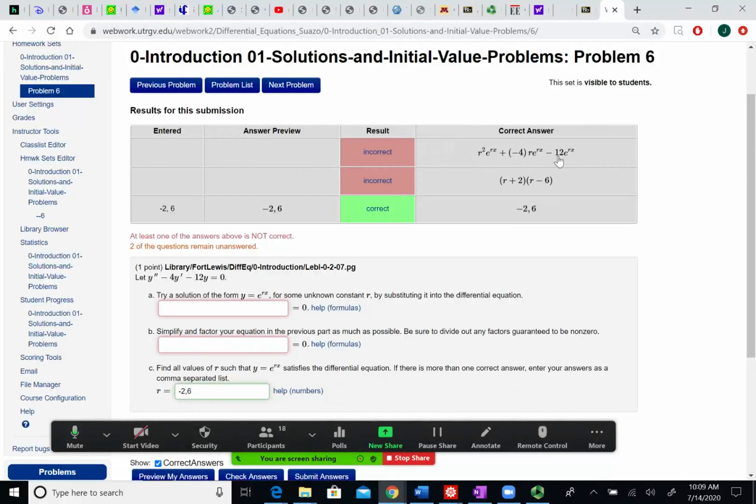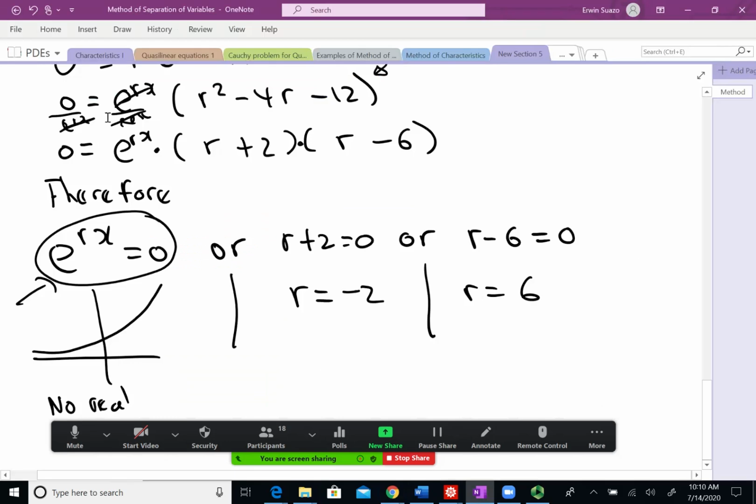That's what we did over here, right? So we plug in, simplify, factor your equation as much as possible. Be sure you divide out any factors guaranteed to be non-zero. So what they want us to do here is this part. Divide by e to the rx, and then you've got this gone. So you get r plus 2 times r minus 6. That's what they want.